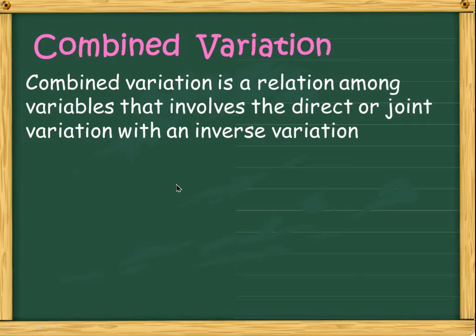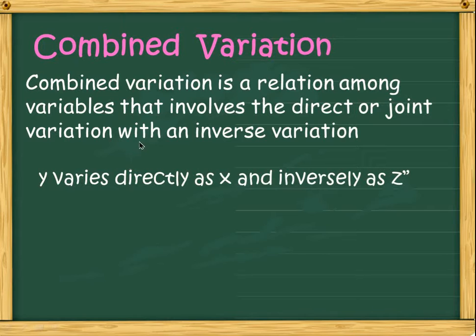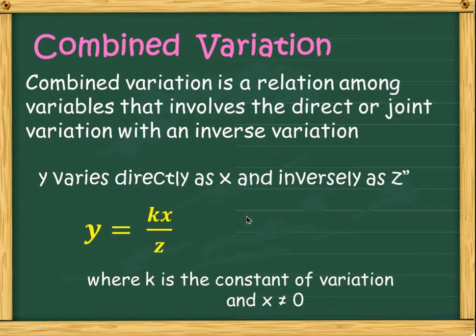So what is a combined variation? Combined variation is a relation among variables that involves a direct or joint variation with an inverse variation. Sa madaling salita, it is a combination of a direct plus an inverse or a joint variation with an inverse variation. The statement y varies directly as x and inversely as z can be written as y is equals to kx all over z. Bakit may all over? It's because of the word inversely, where k is a constant or of variation, and it can also be written as k is equals to yz all over x.